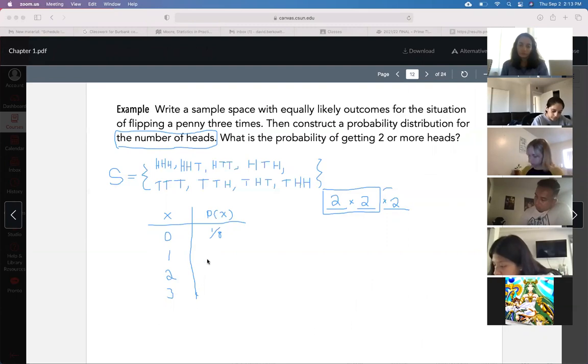How about 1? What's the probability of getting 1 head in this scenario? 3/8. And how about getting 2 heads in this scenario?